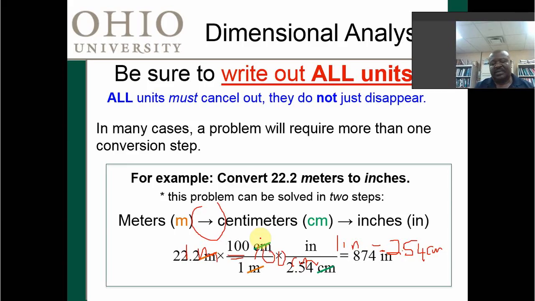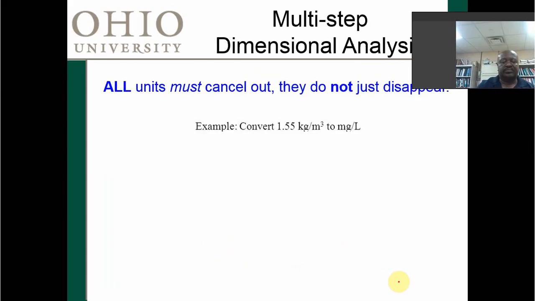I wrote over these things, but I guess you can follow. You take that 1 meter is equal to 100 centimeters, and you can either have 100 centimeters over 1 meter or 1 meter over 100 centimeters, and you use whichever one cancels. In this case the meters cancel, and then for the next relationship, inches must go on top, so centimeters cancel, and you end up with 874 inches. You know how to do that. So this is more or less a review.